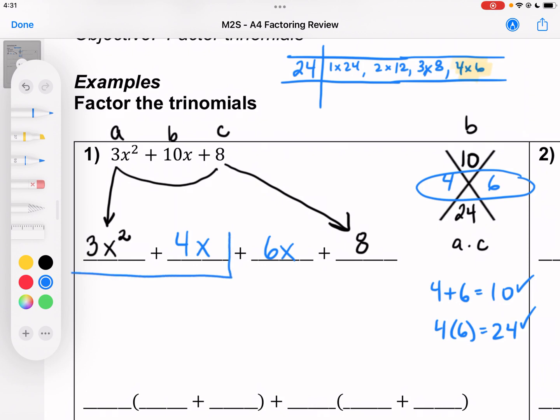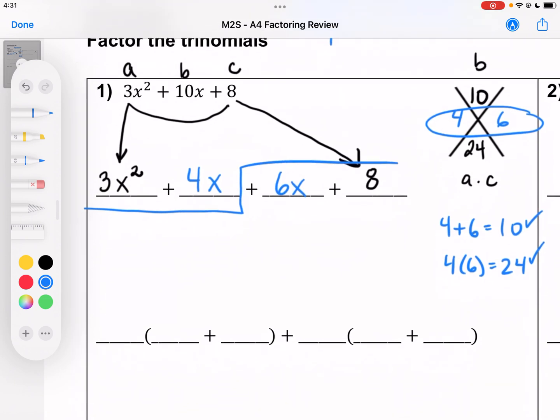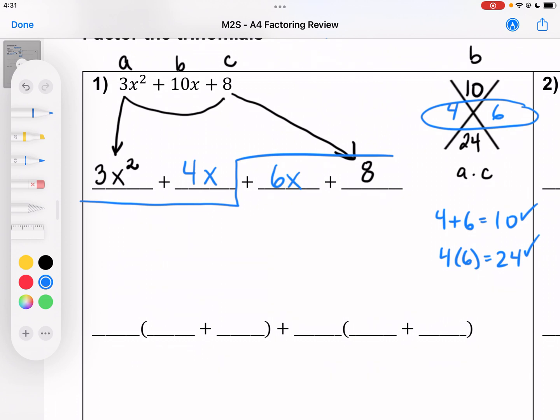And then you do your grouping method, which sometimes people like to call the lightning bolt method. At this point, you're going to find the biggest number you can divide 3 and 4 by. So the biggest number I can divide 3 and 4 by is 1. But remember, they both also have that x at the end, so we're going to put a 1x. And then we're going to go ahead and divide.